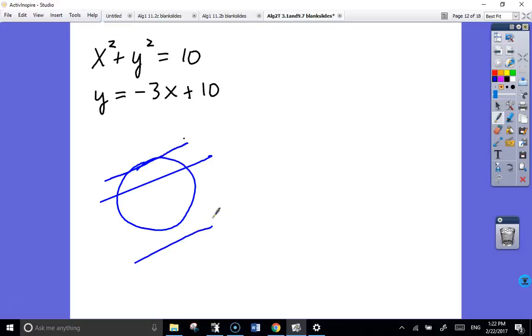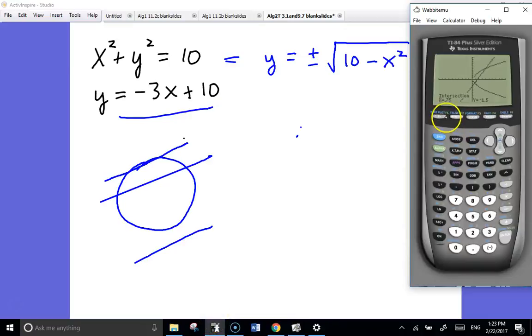So first you got to solve for y. So this is going to be y equals plus or minus the square root of 10 minus x squared. And the line is already solved for y, so we don't have to worry about that one. So let's put that one in. Y equals. And I'm going to show you a different way to do the bottom half too. Some of you will catch on to this and actually like this better. So let's see, I'm going to put in the top half of the circle. Second, square root 10 minus x squared.